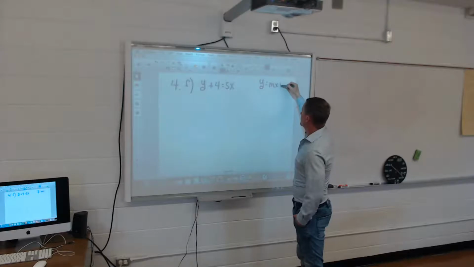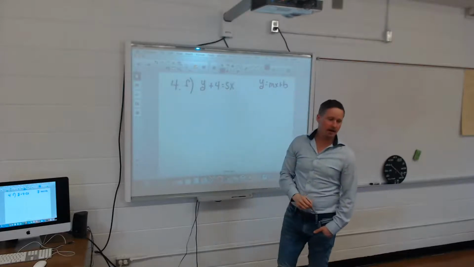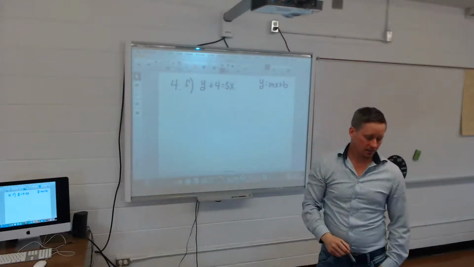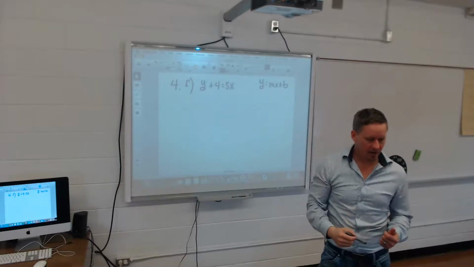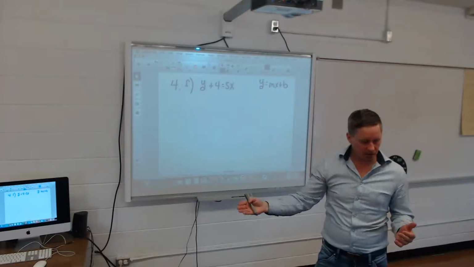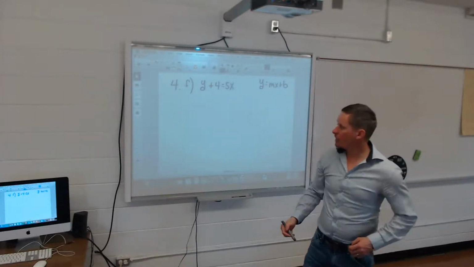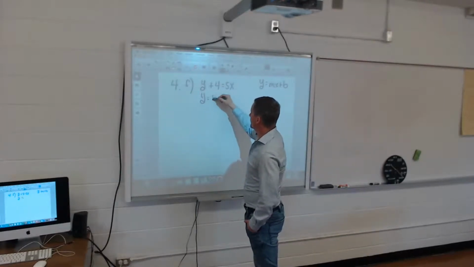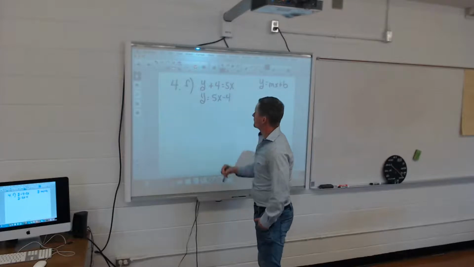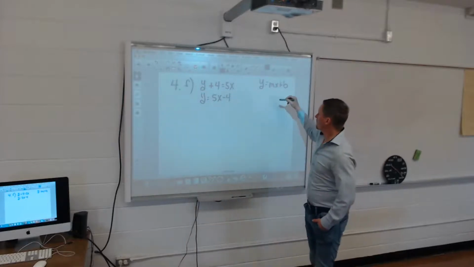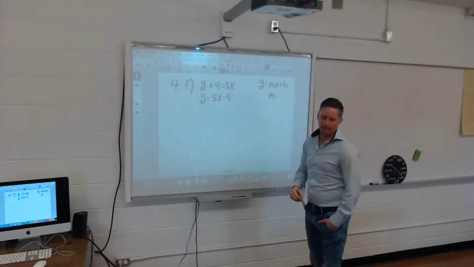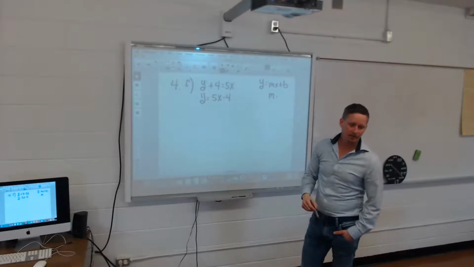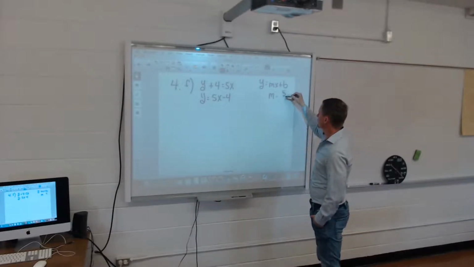Yes, very good. Good recovery. I want to get rid of that 4. Remember, I'm trying to get y by itself, so I got to move everything to the right side. So I'm going to subtract 4, like you just said. So I have this right here. Okay, so what's my slope? Give it to me as a fraction, 5 over. And what's my y-intercept?